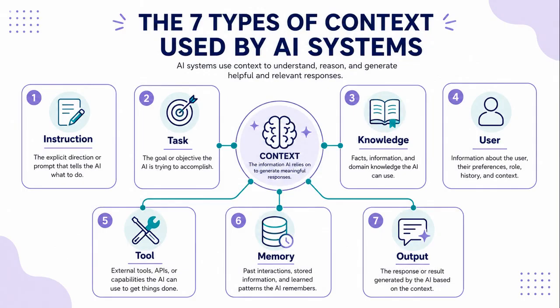Now let's look at the main types of context. AI systems may need many types of context. Instruction context tells the model how to behave. Task context explains the goal. Knowledge context provides documents and facts. User context explains the audience or preference. Tool context explains available actions. Memory context stores useful past information. Output context defines the expected format.